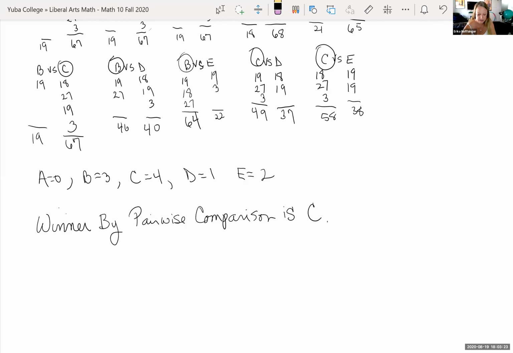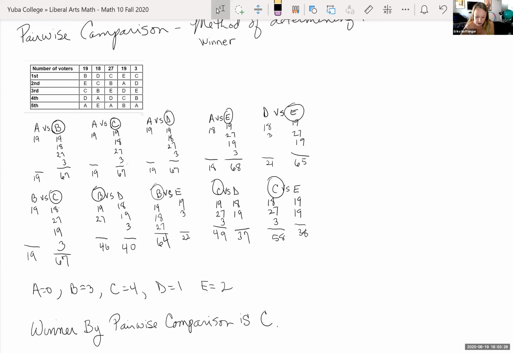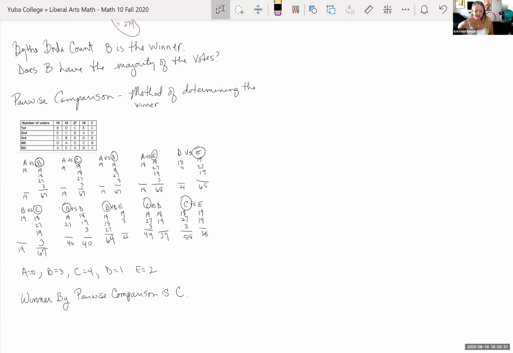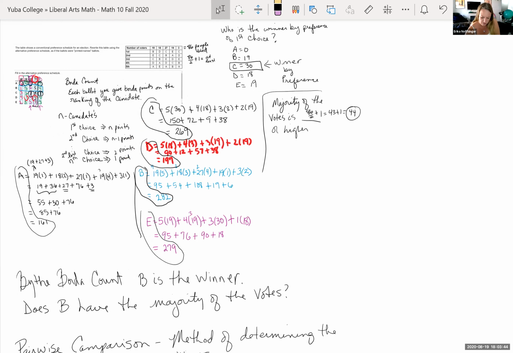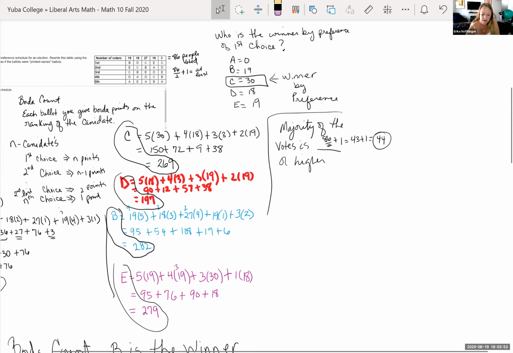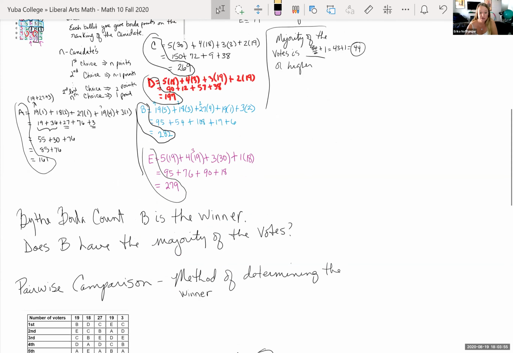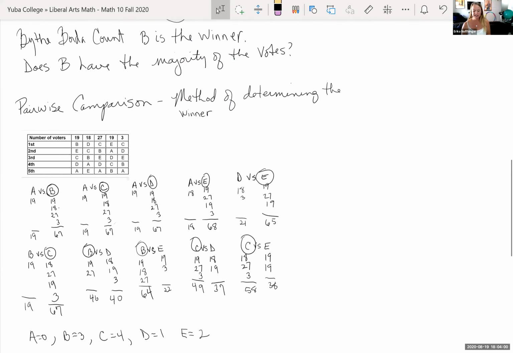Just curious if that's what we got before, which I don't think was who won before. So by the Borda count, we got B. By the pairwise comparison, candidate C won. And then up here, the first choice was C, was the preference. Okay, so depending on how you look at it, how you read your ballots and how you decide who the winner is, you could get different outcomes.